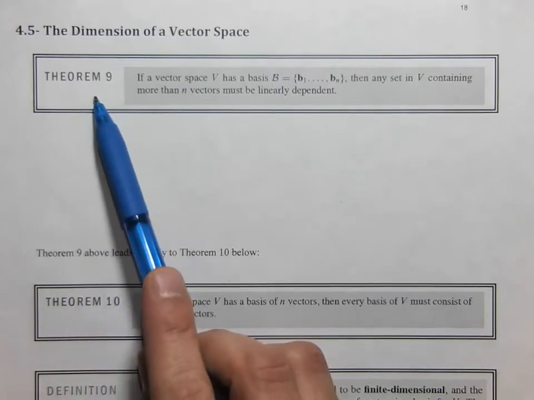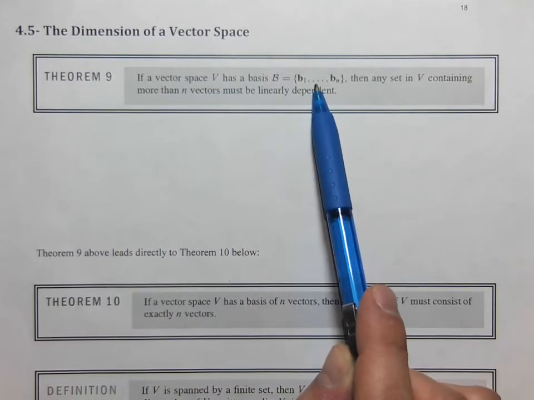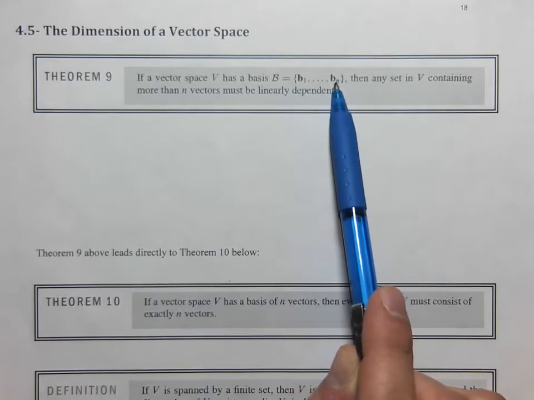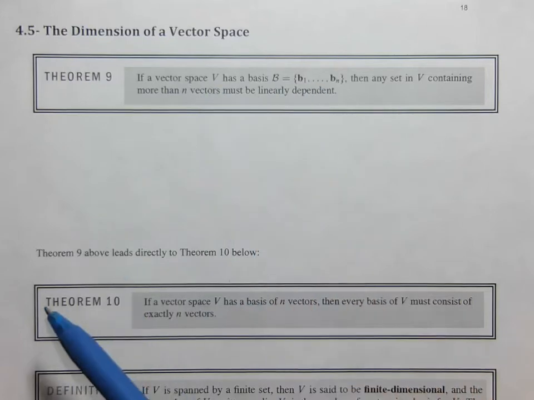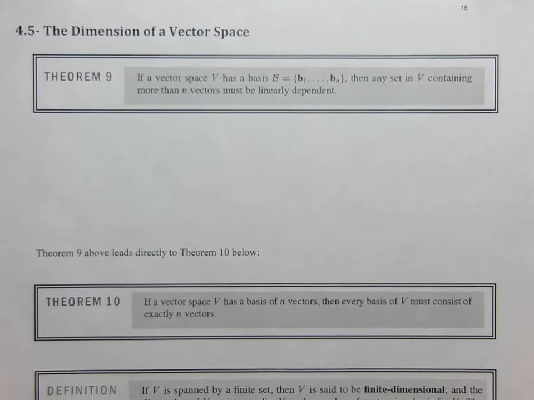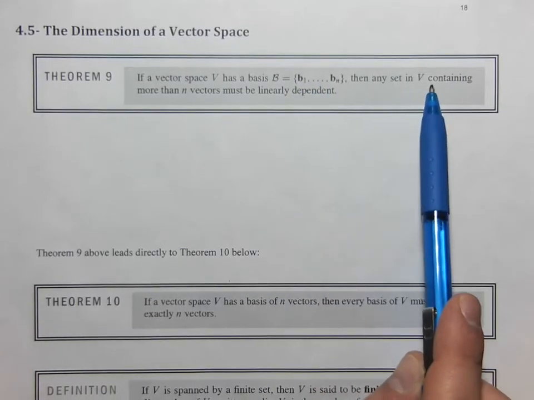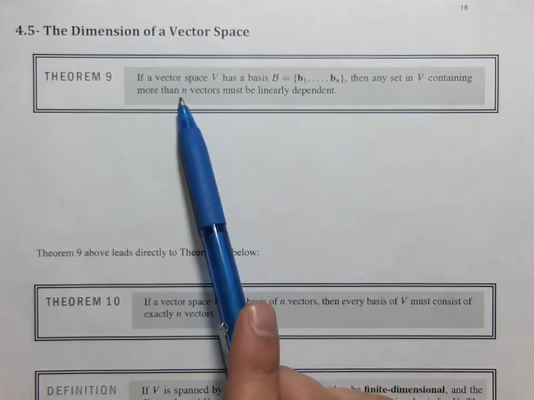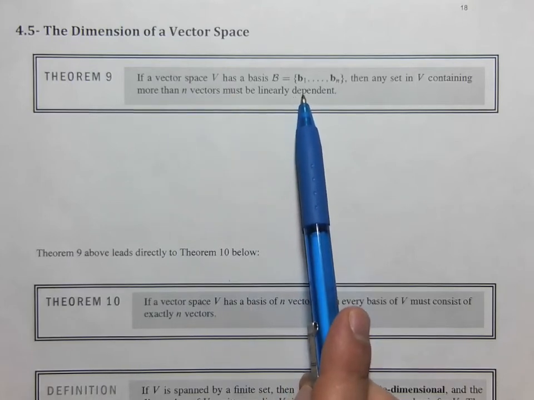So this first theorem is telling us if we have a vector space with a specific basis b1 through bn, remember the definition of a basis means that the elements in here can be used to reconstruct any element in V. So they span the space. And these are also linearly independent. So if we have a basis for that space, then any set in V containing more than n vectors, right? So there's n vectors in this set. If we have more than that many vectors, it must be a linearly dependent set.